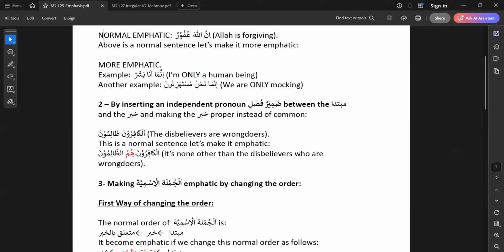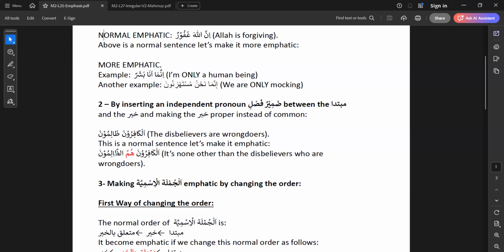Al-kafiruna humul zalimuna. And notice the zalimuna, which is missing al here. After adding hum, you have to insert al. Al-kafiruna humul zalimuna. And obviously, when we're joining, we don't pronounce the al, and this is because of the letter lam. If I were to separate it: al-kafiruna hum al-zalimuna. It is none other than the disbelievers who are wrongdoers.